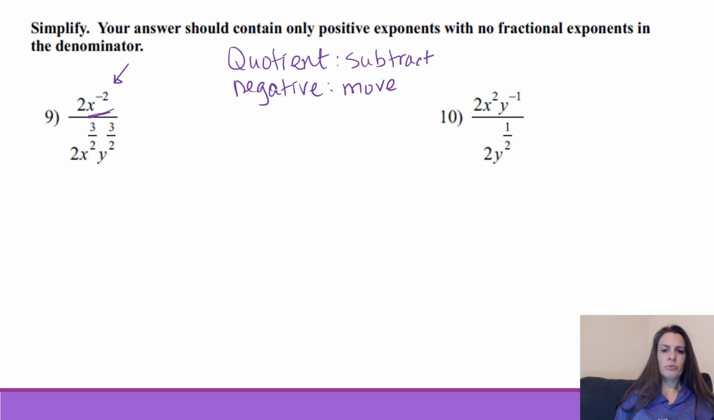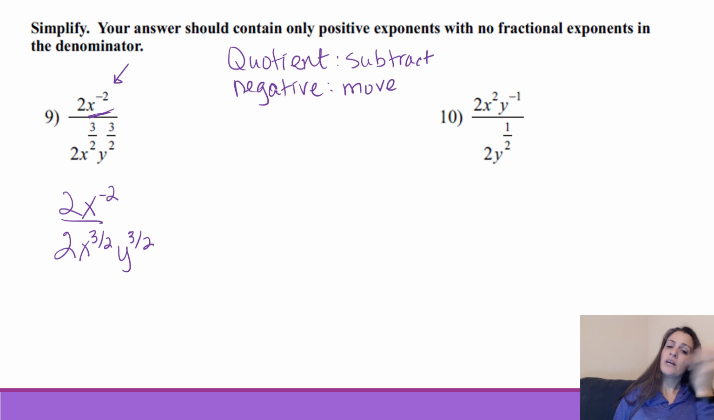So in example 9, I'm going to go piece by piece. So I've got 2x to the negative second over 2, and I'm going to go ahead and keep the x to the 3 halves, y to the 3 halves. The first thing that I notice in this example is that I can reduce the 2's. I can divide my coefficients like always. So 2 divided by 2 is just 1.